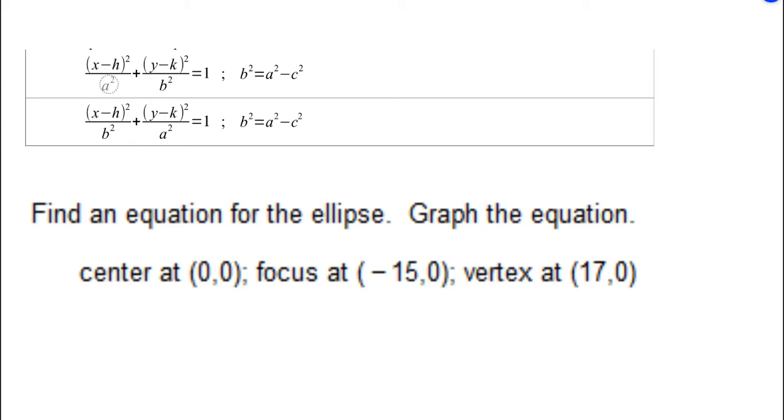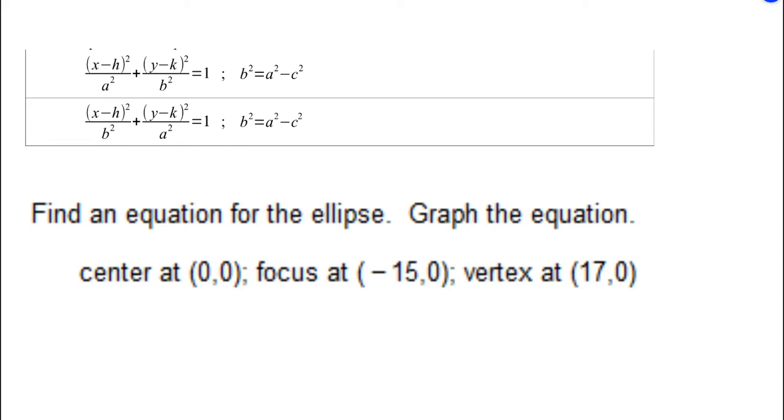In the first equation, a squared is under the x term. In the second equation, a squared is under the y term. Now that is what indicates to us which orientation the equation has. A is always the larger value, and that'll indicate the longer side. So having an a underneath the x term means the orientation is horizontal, and having an a under the y term means the orientation is vertical. So if the larger value is under x, it's horizontal. The larger value under y, it's vertical.